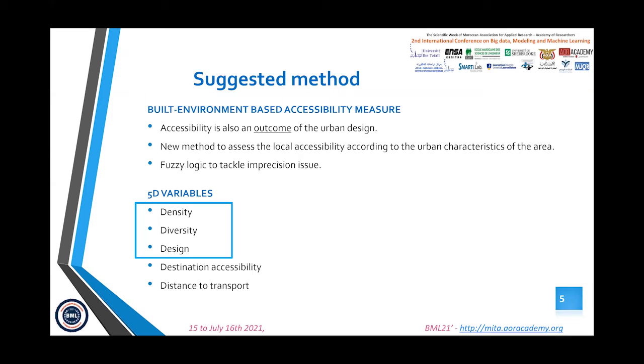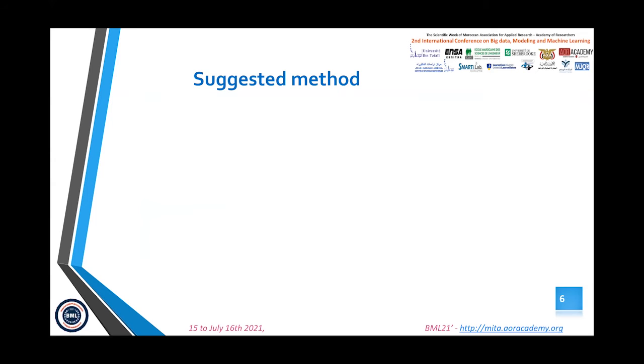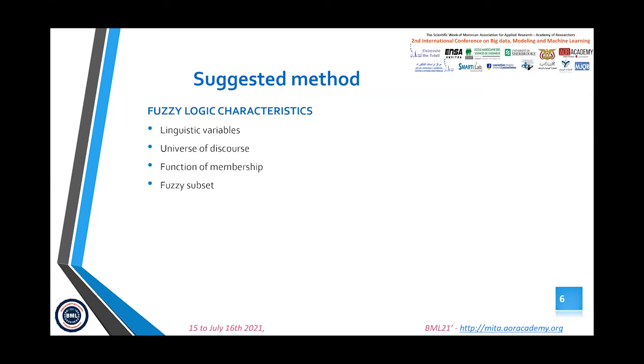After presenting the variables, we now focus on fuzzy logic methods. This approach attempts to simulate human reasoning and allows integration of imperfect data in a decision process. The basic characteristics of fuzzy logic are linguistic variables, universe of discourse, function of membership, and the fuzzy subset. Moreover, the operating principle of a fuzzy logic system includes three phases: fuzzification, fuzzy inference engine, and defuzzification.